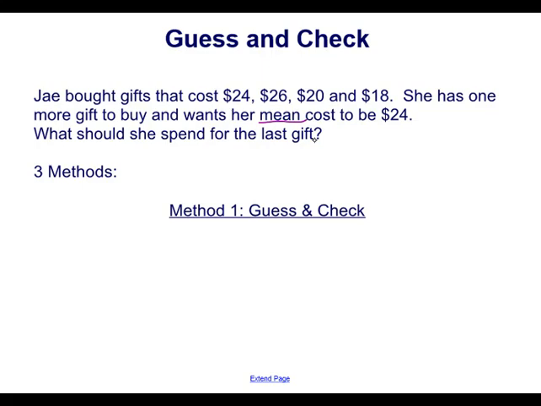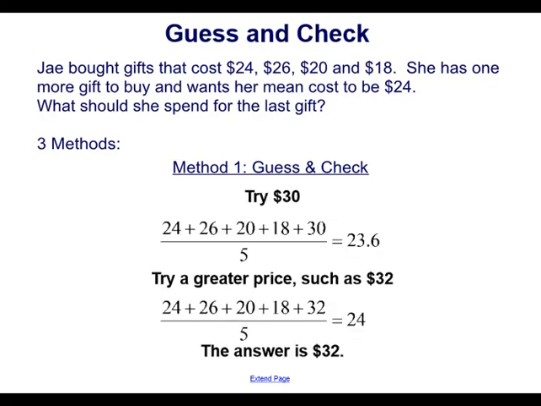The first method is to guess and check. Guess a random fifth value that you think Jay is going to buy for that last gift, and then see if the mean works out to be 24 and adjust your answer from there. So first, let's try a gift of $30. Then you would add up the first 4 values, 24 plus 26 plus 20 plus 18, now plus that fifth value of 30, and now you know you're dividing by 5 gifts, so that gives you a mean of 23.6, which is close to 24, but not quite. It's a little bit under. So you know that you should try a greater price to increase that mean to 24.